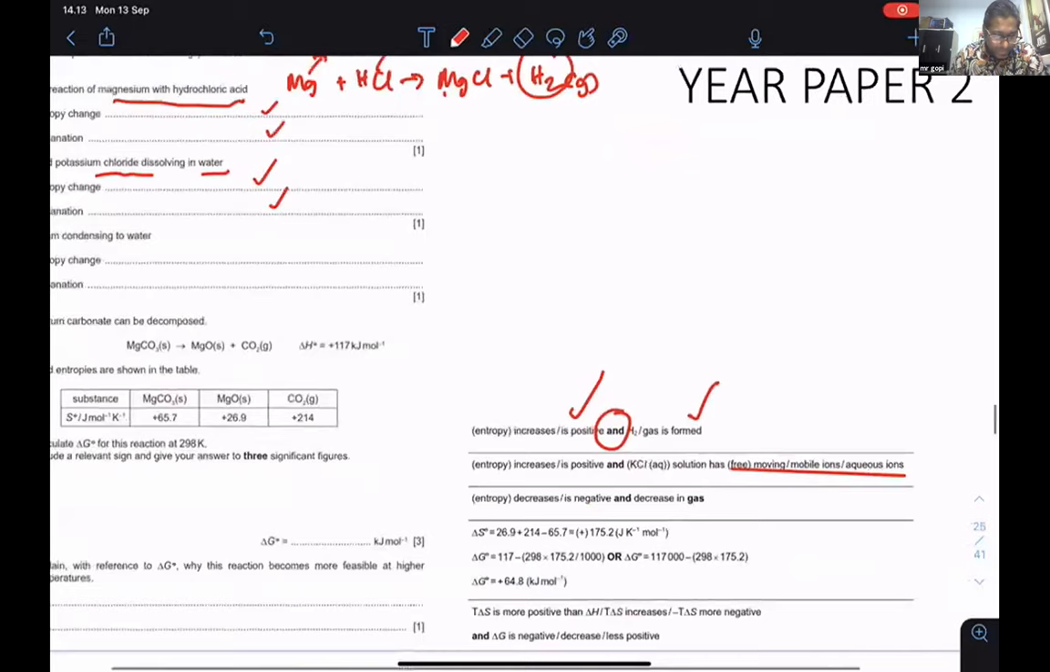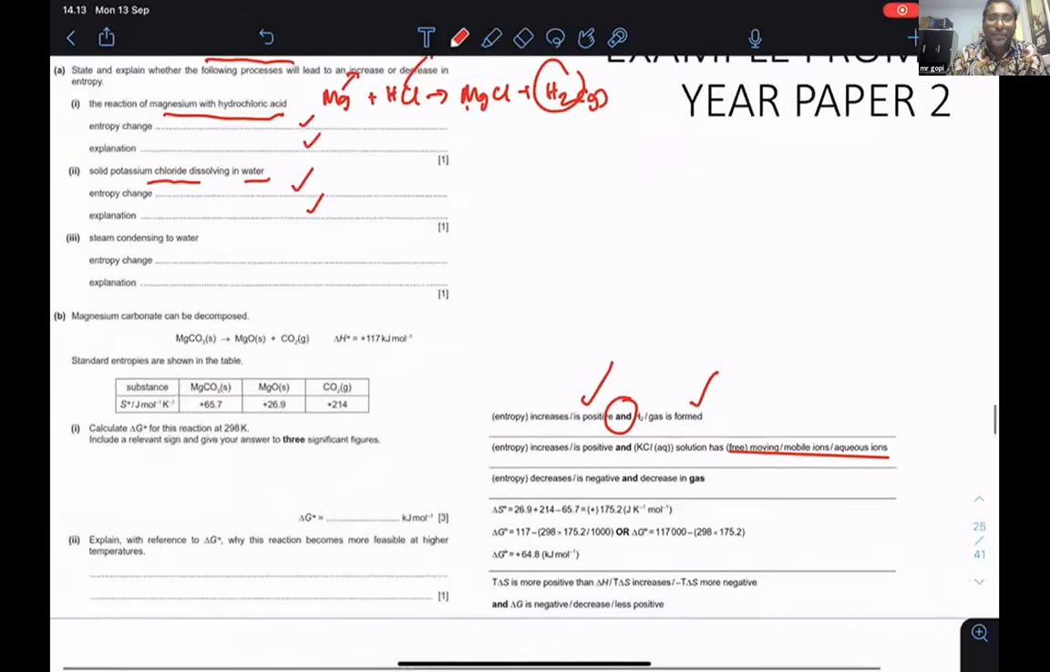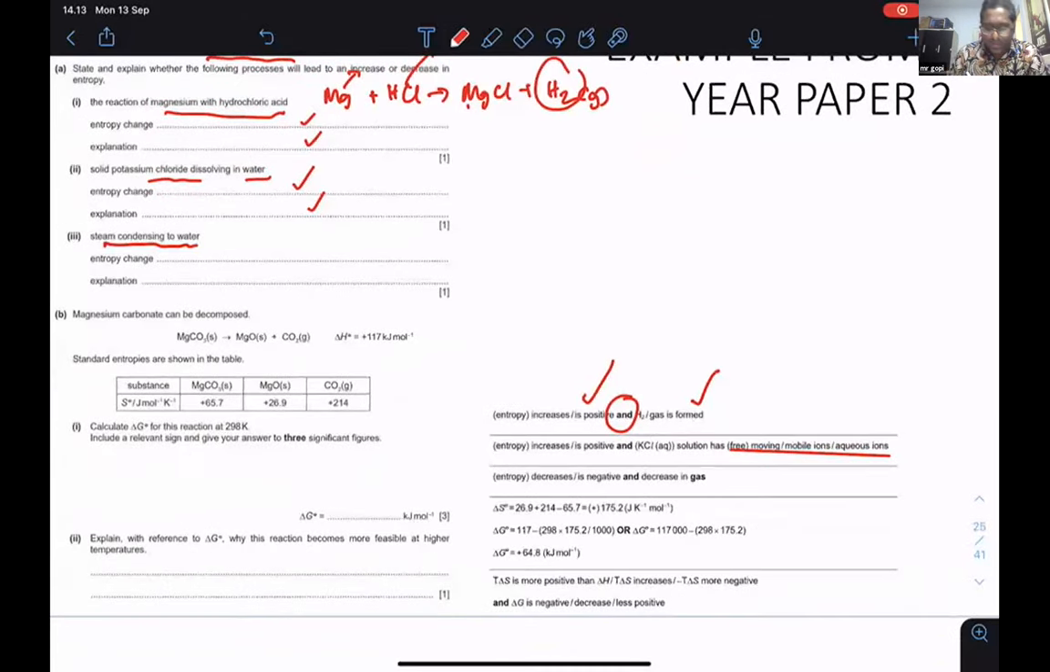And then the third one, steam condensing to become water. Steam is gas, and gas changing into liquid means going from disordered to ordered. So the entropy change is going to be negative. Why? You can say that gas is decreasing. You don't have gas. So, decrease in gas, you can just mention that. You need to mention gas. Please remember, in all these answers, they want to see that.